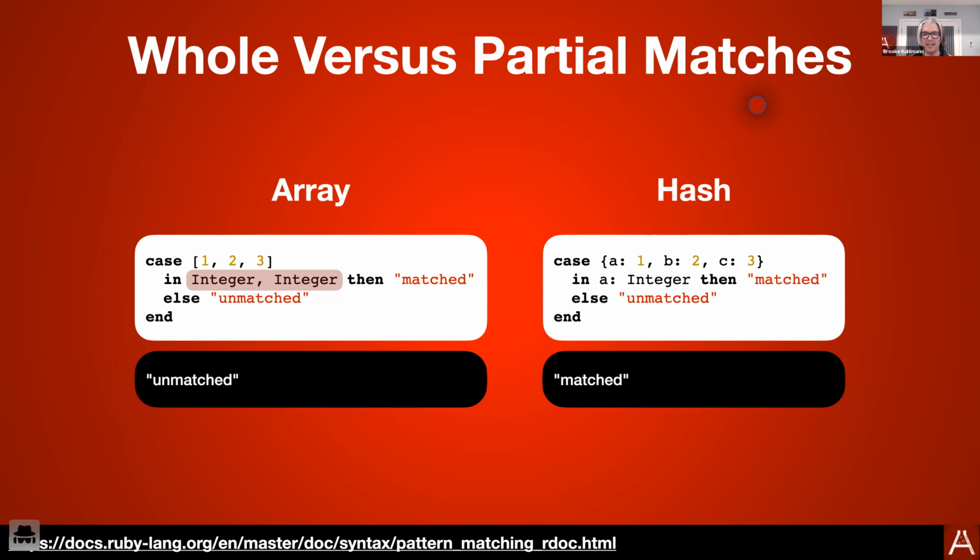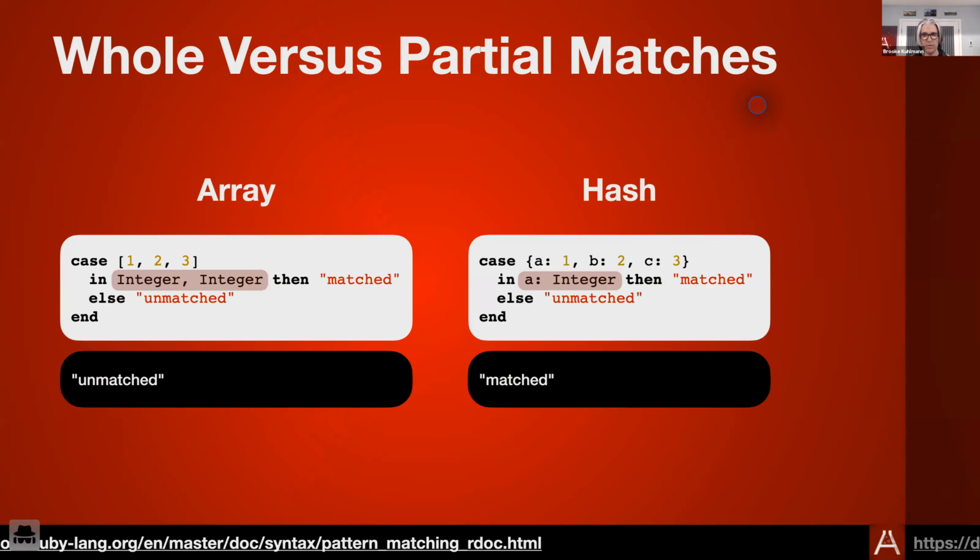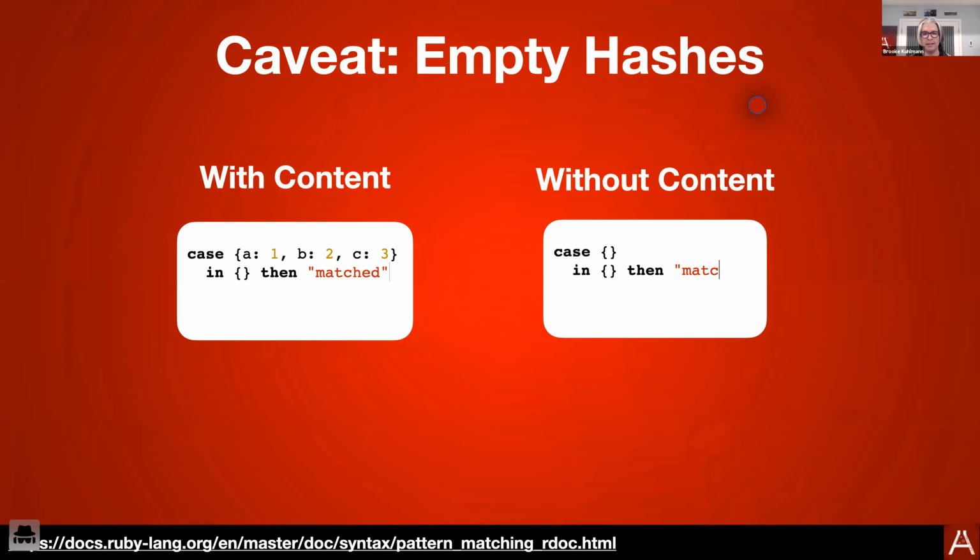With hashes, this is a match in this case, but you'll notice that we're actually doing a partial match, which is way different than the array. We're able to say, if a key has an integer value in it, then that's totally cool. It's a match. We're good to go. It matches our pattern, even though we have B and C keys in that hash, we still get away with it. It's really important to note the difference there.